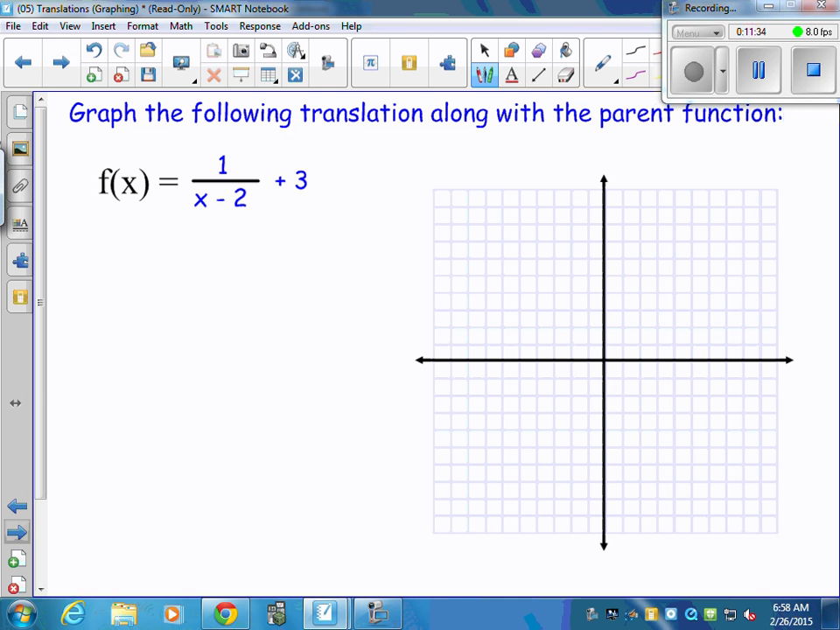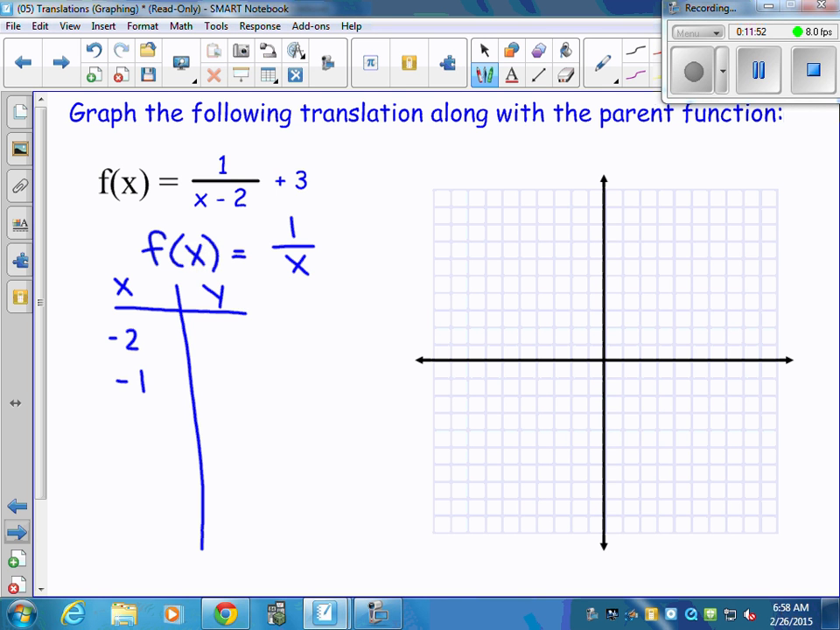Okay, looking at an additional parent function, the inverse. The parent of this graph is the 1 over x function. Probably one of the more involved parent function graphs. We need a -2, a -1, but we also now have to include a -1/2 because 0 doesn't work in this function. So we want to include the 2 points on either side of 0 so we can see what's happening with this original graph.